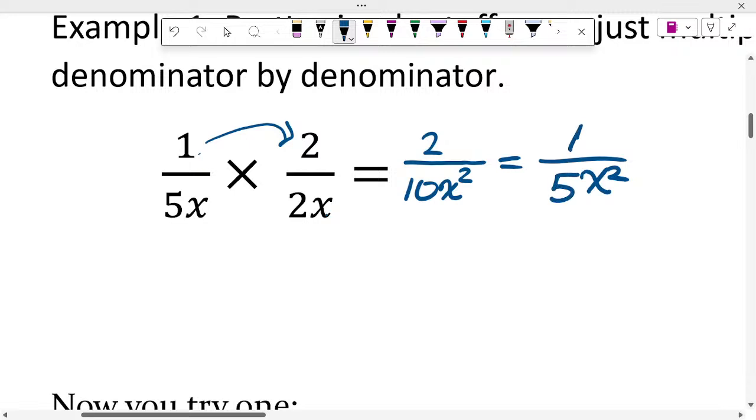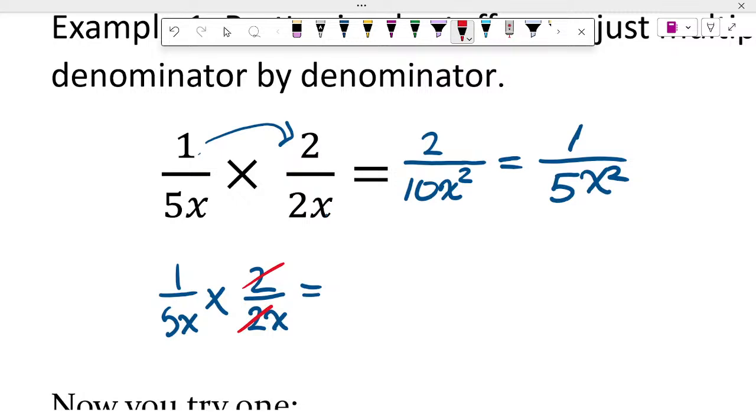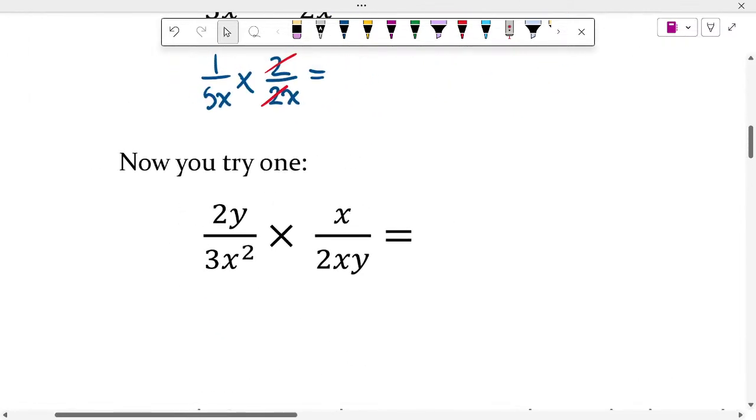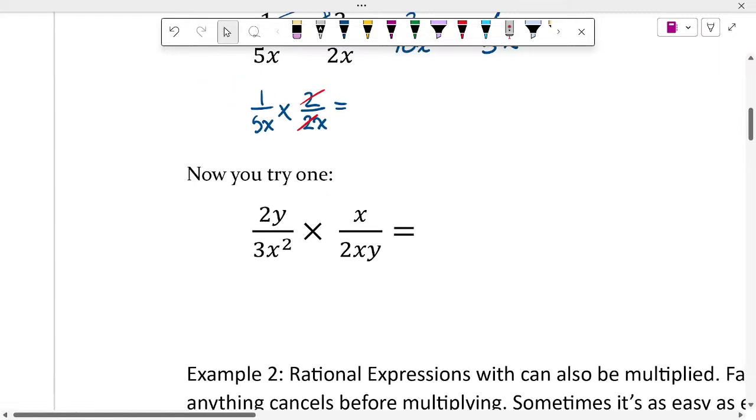In fact, could we have done that before we multiplied? You don't have to write this, but you can if you want to. What could I have done right at the beginning here? I could have noted that we have the same number on the top and the bottom, a 2. Could I have canceled those? Yeah. Sure. Doesn't matter. So I could have jumped right to 1 over 5x squared, but that's pretty trivial, right? How do we feel with that? All right, you try one.